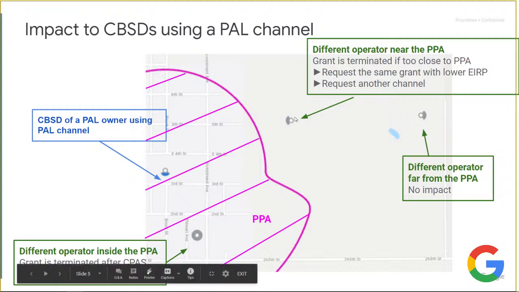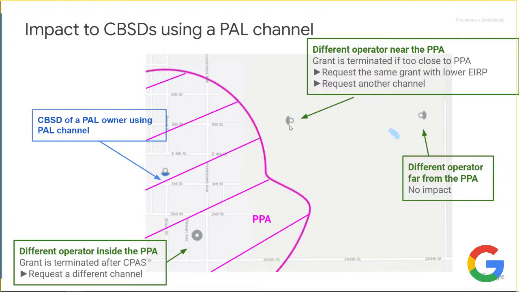Similarly, but slightly different, is this one up here. This is a GAA operator who is located near the PPA, and you can kind of see his antennas pointing in towards the PAL boundary here. And its grant is going to be terminated if it is too close to the PPA, if it's causing interference within the PPA boundary with its signal. So what that means, it's going to have to either request the same grant with a lower EIRP to reduce that interference, or go to another channel to prevent causing interference within the PPA boundary.